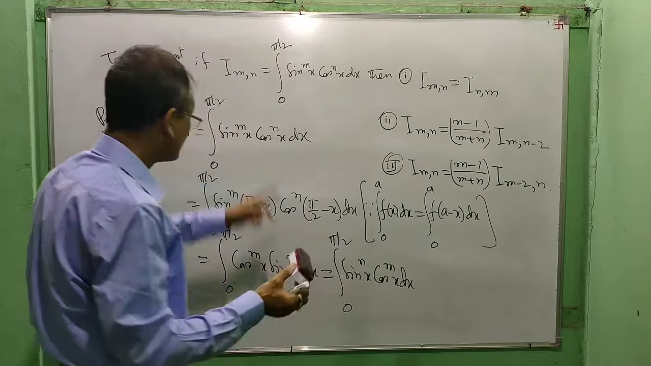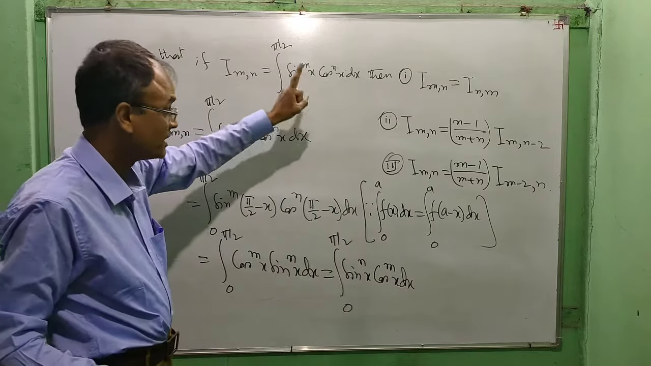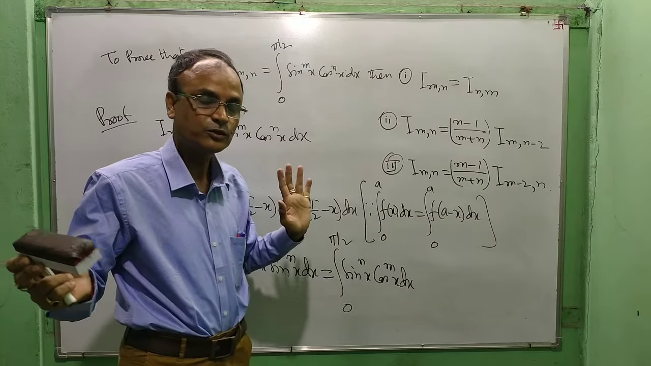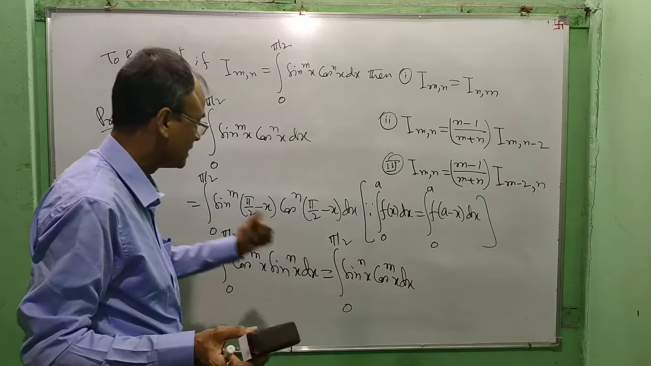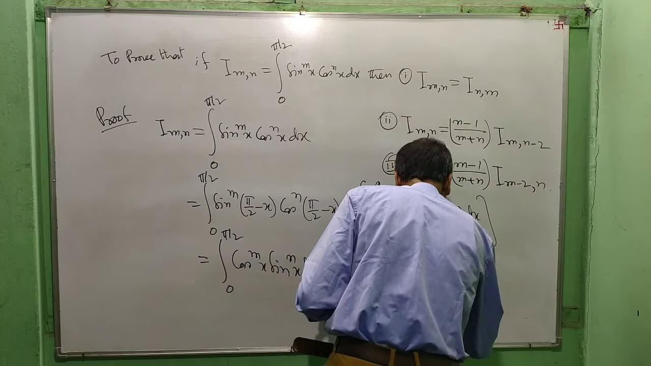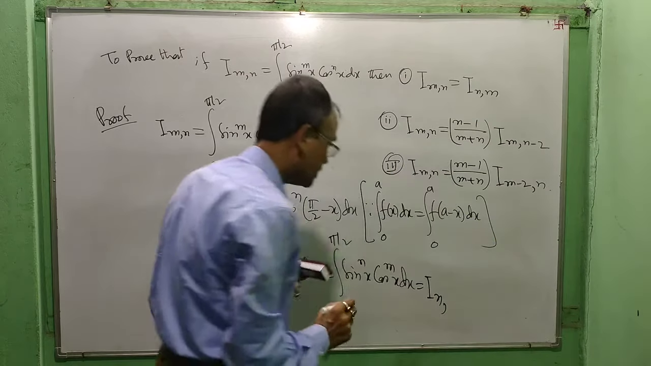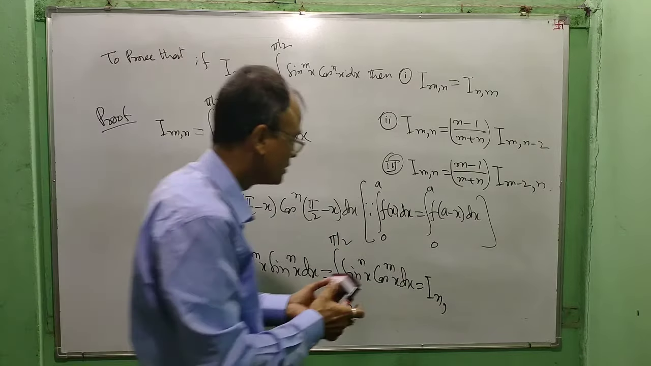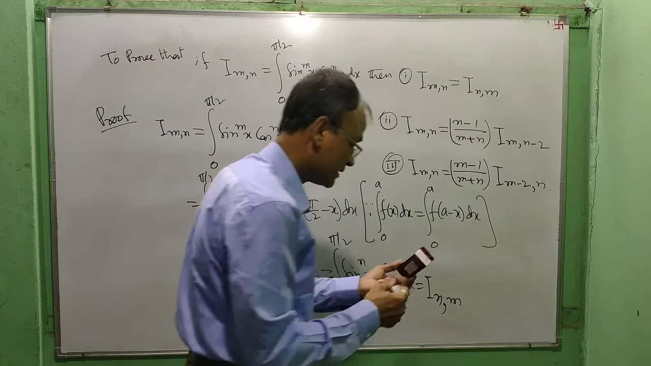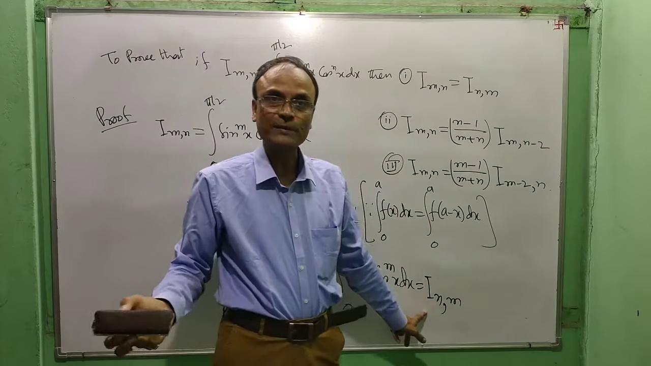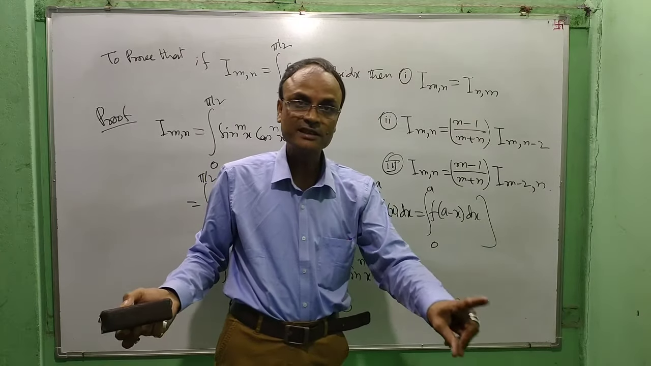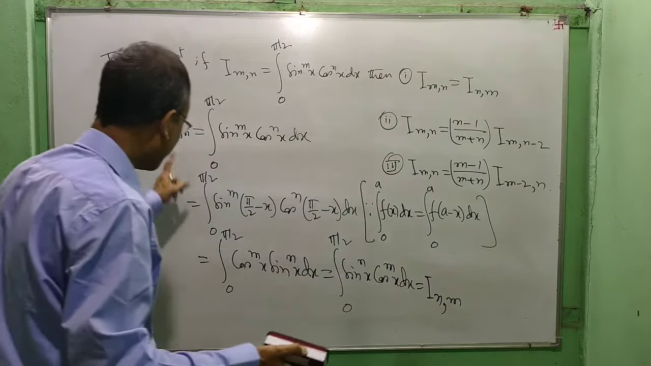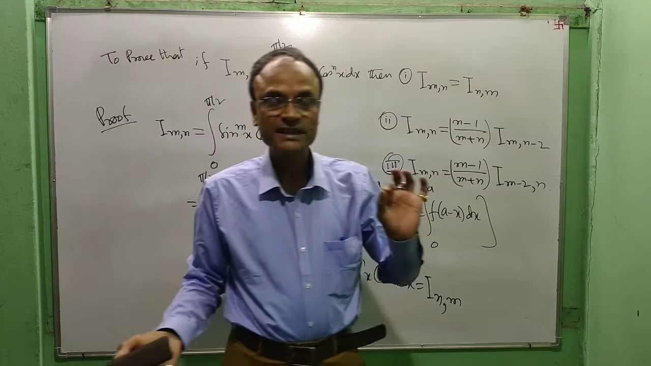Now, compare it with this. I m n equal to this. Sin x, we should check 0 to pi by 2. Sin x to the power n. For that, we should write n first, then we should put a comma. Cos x whole to the power m. After the comma, we should write m. Obviously, this means integration 0 to pi by 2 sin to the power n x cos to the power m x. Therefore, I m n equal to I n m. The first one has been proved.